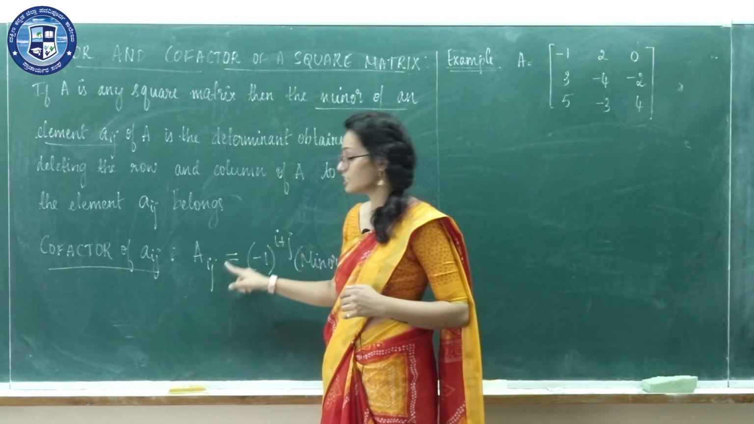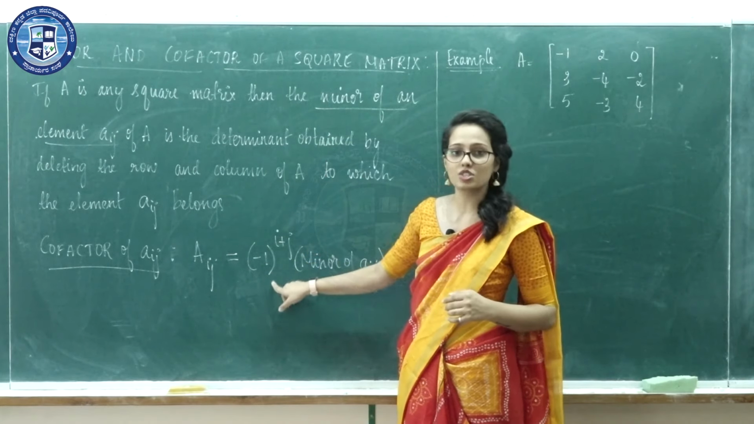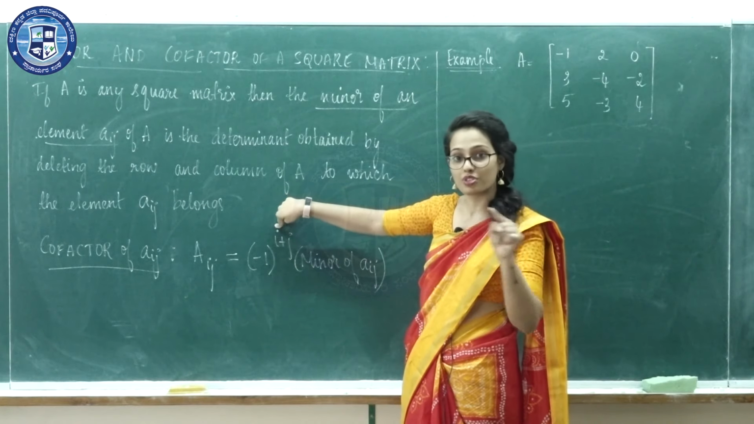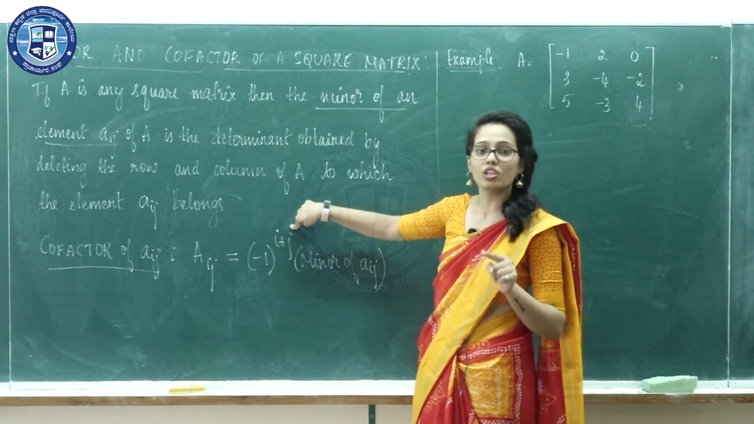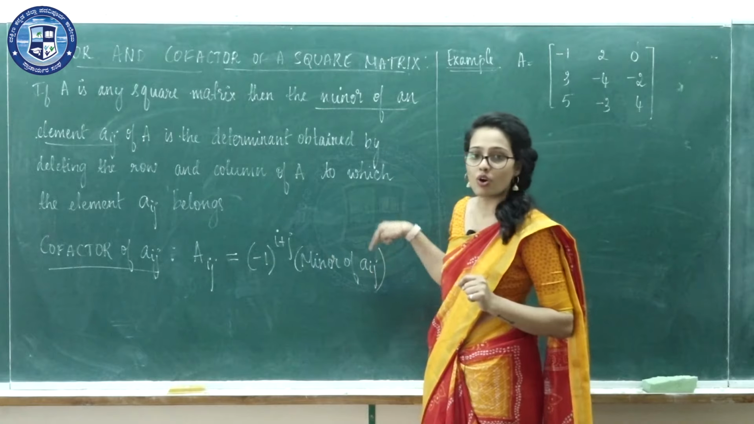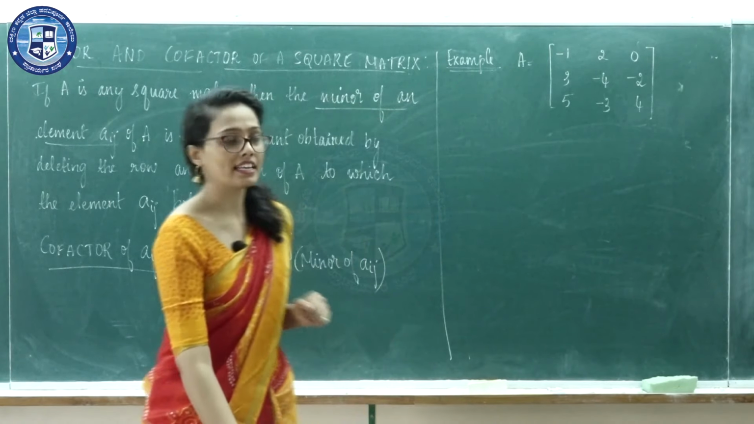It is represented or denoted by Aij, and it is nothing but minus 1 to the power i plus j. i is the position of the row, in which row the element lies, and j gives the column in which the element lies, into the minor of Aij. So, let us discuss this taking an example.